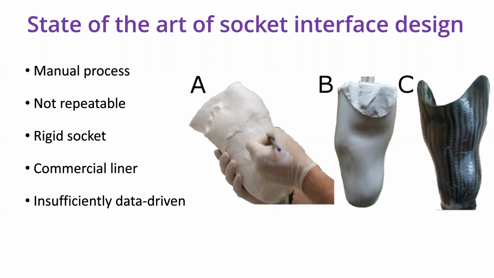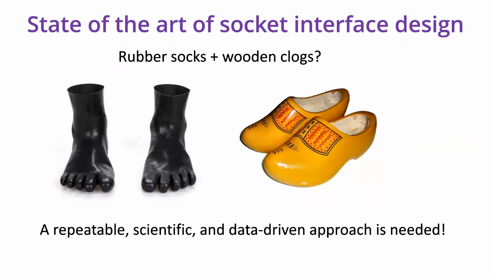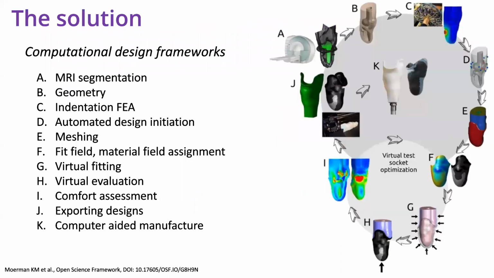And they're not repeatable. So the current state of the art tends to be rubber socks and wooden clogs. If you think about your own feet, that would not be comfortable. The socks, those rubber liners, are not as breathable as they should be, and the sockets are rigid. We can make changes there, and the design is not entirely scientific and repeatable in that sense. It could be much more data-driven. So can we come up with a framework that is much more data-driven and maybe even fully automatic?